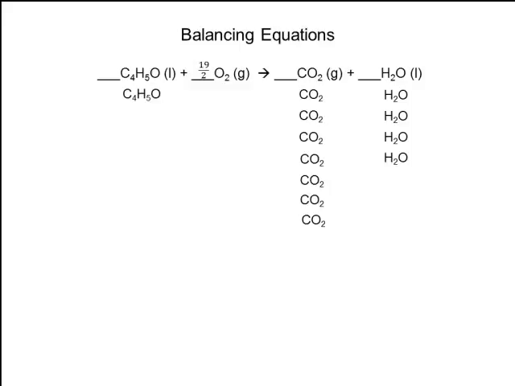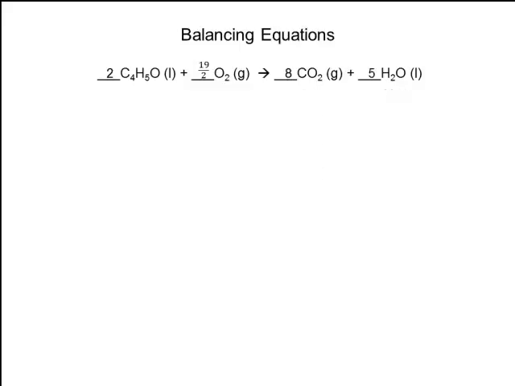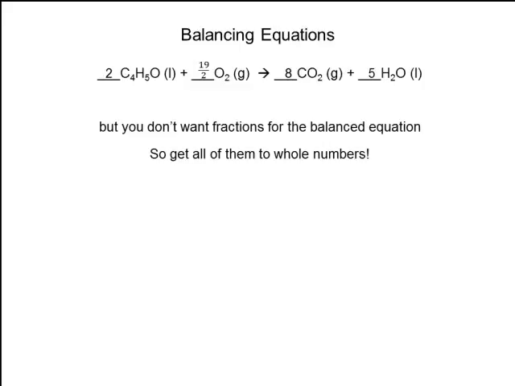So when I fill in the other stoichiometric coefficients, C4H5O, there's 2 of those. CO2, there's 8 of those. Water, there's 5 of those. So I have a balanced equation here. The problem with this, though, is I have a fraction for one of those coefficients. I can't have fractions. I need the smallest whole number ratio. So I need to get all of those fractions to whole numbers.